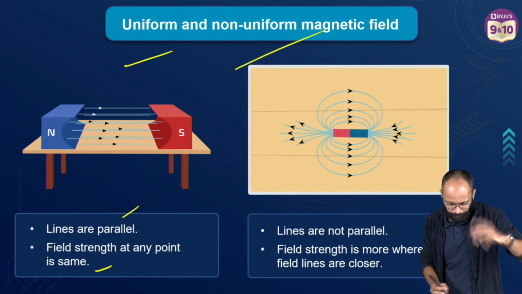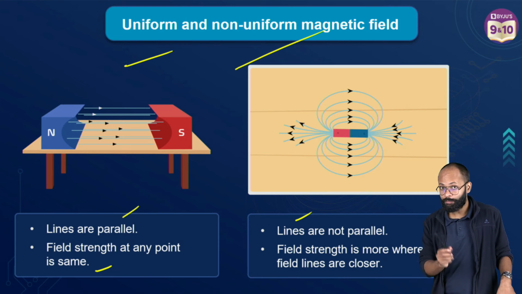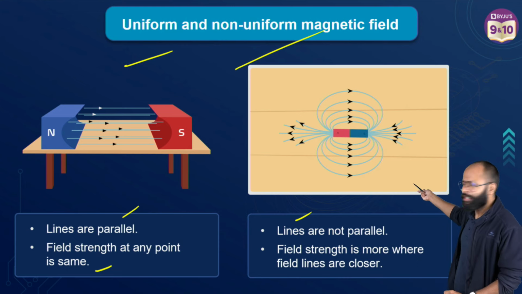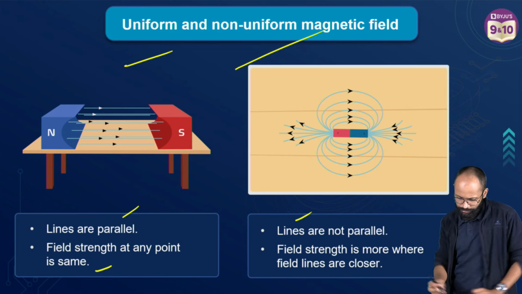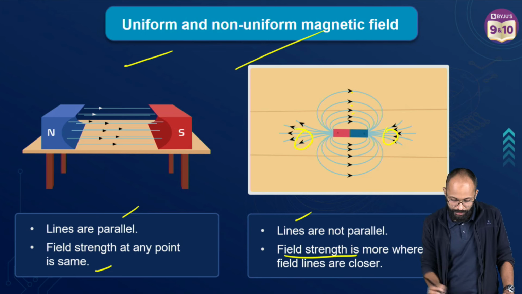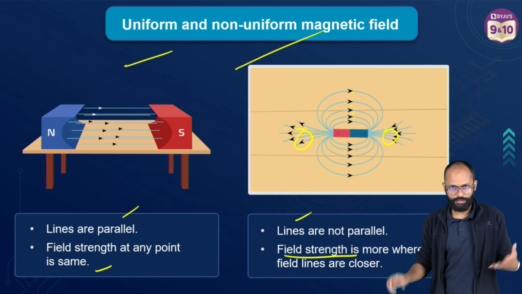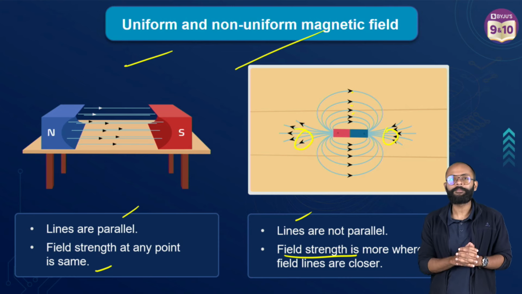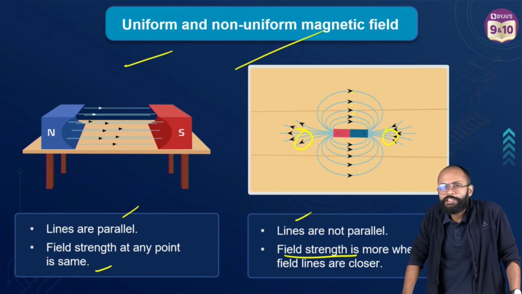That is why uniform. Non-uniform, field lines are not parallel, like a bar magnet. You can see at a few points, the field lines are close to each other. Somewhere they are far from each other, right? So field strength is more where the field lines are closer. Where field lines are close, you will say this is where the magnetic field strength is more.